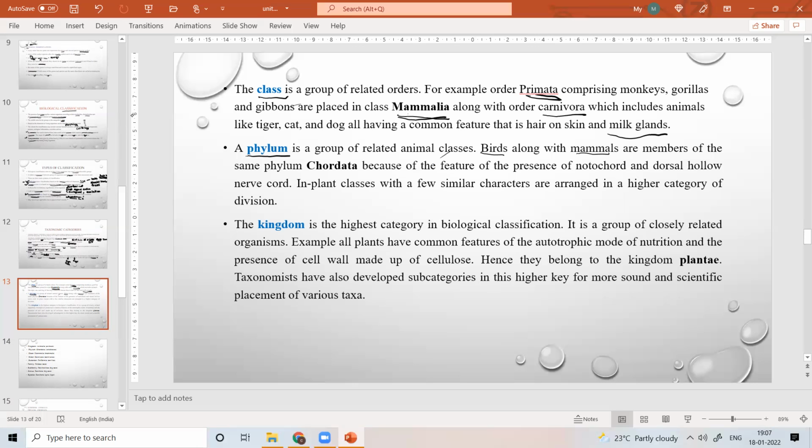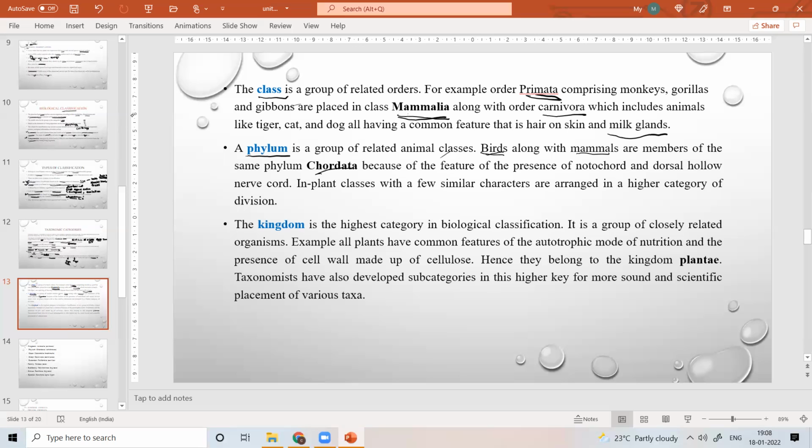And the next level of classification is the phylum. So here, a phylum is a group of related animal classes. Birds along with mammals are members of the phylum called Chordata. So here is the phylum called Chordata, in which along with mammals you can also find birds.